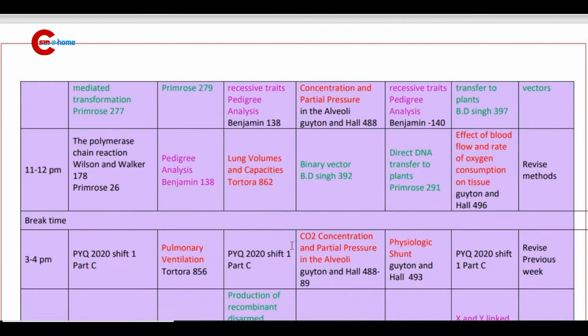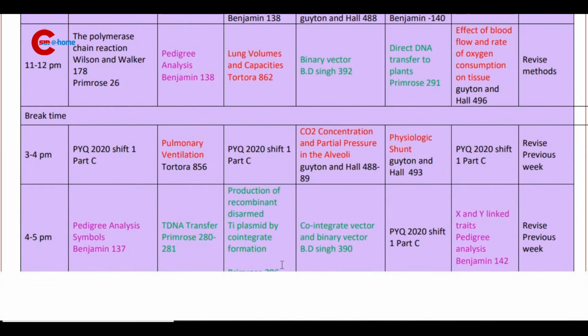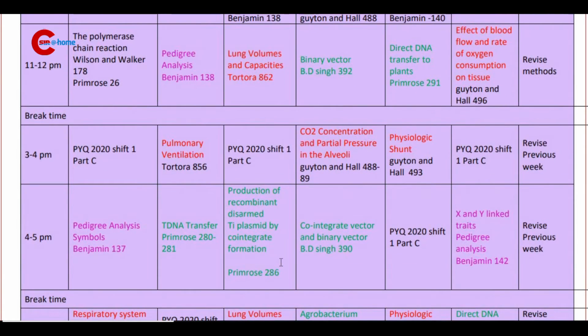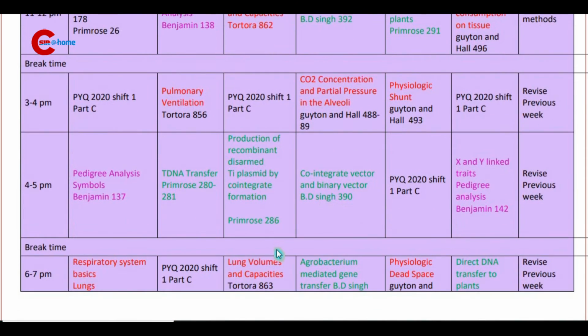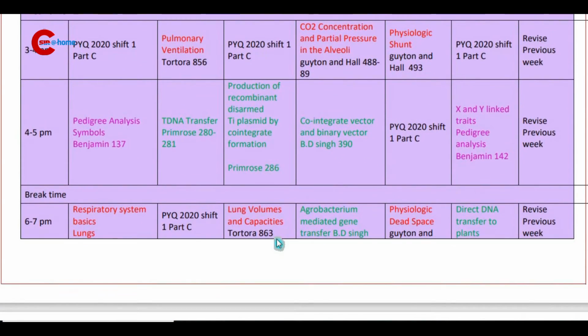Then 3 to 4 p.m.: previous year questions. 4 to 5 p.m.: production of recombinant disarmed TI plasmid by co-integrate formation. Study Primrose. Okay. Then 6 to 7 p.m.: lung volumes and capacities. Study again. Okay, this is a bit complicated one, so study again.